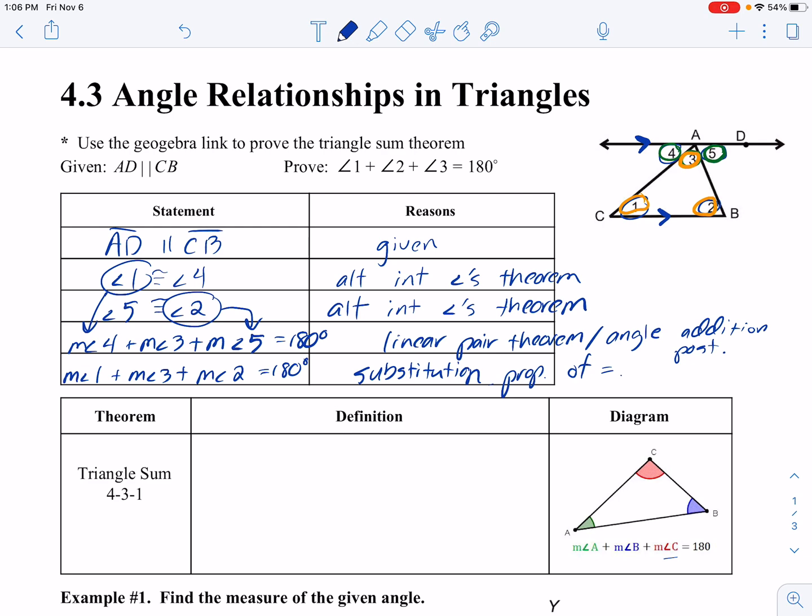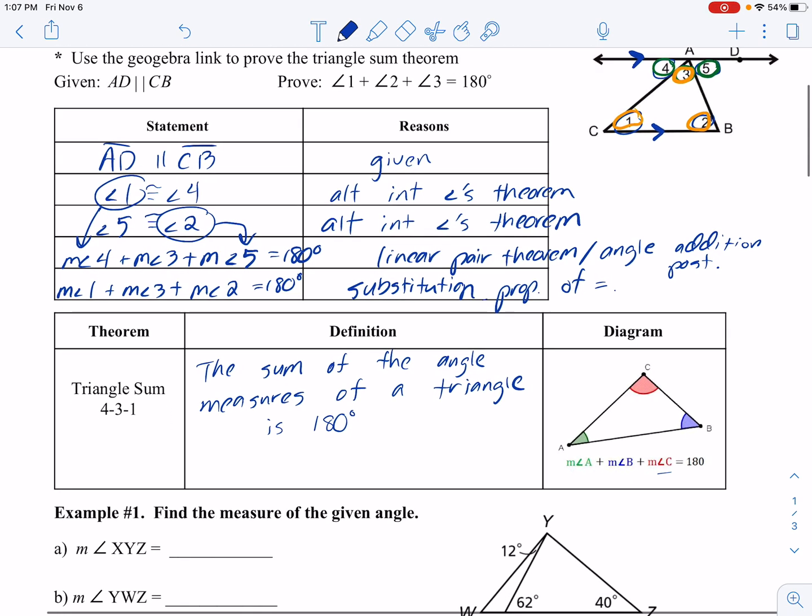The triangle sum theorem states the sum of the angle measures of a triangle equals 180 degrees. And you can see that right here in our diagram. A plus B plus C equals 180.